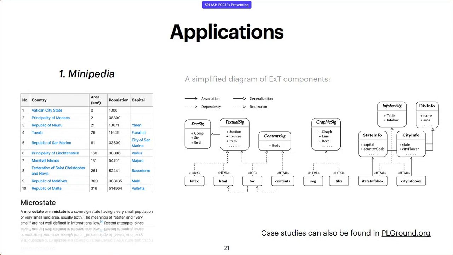Oftentimes, we cannot access a library to modify the code in a library. So it's very important to achieve the independent extensibility here. And the extensibility is two-dimensional, of course. We can extend the language constructs like this, and we can extend the backends. For example, LaTeX and HTML, we can extend more backends if you want.